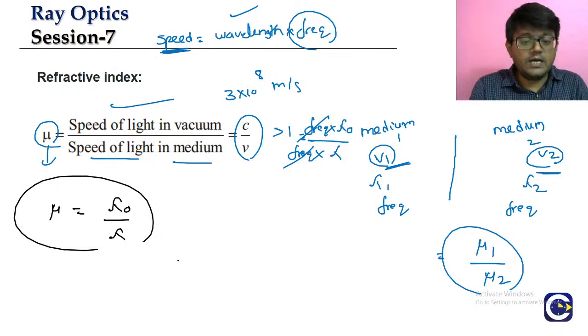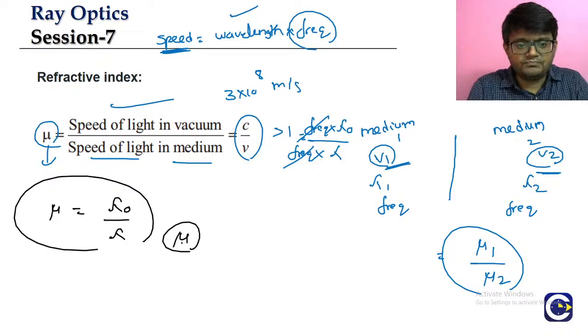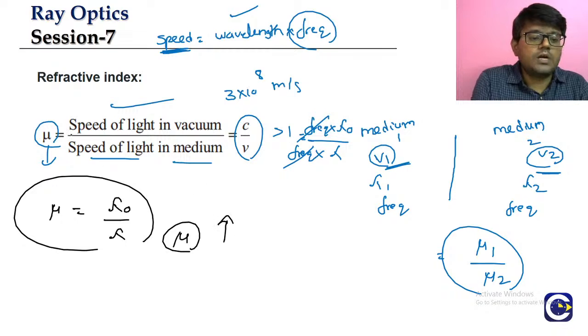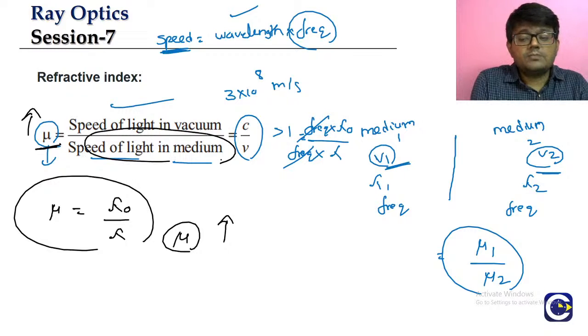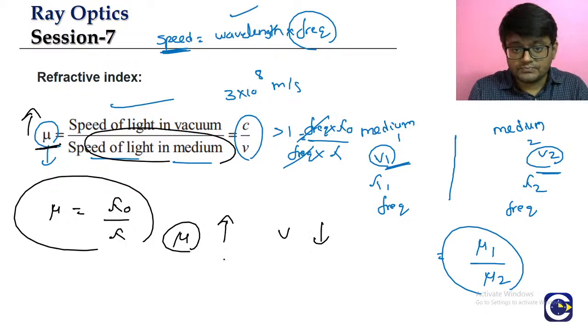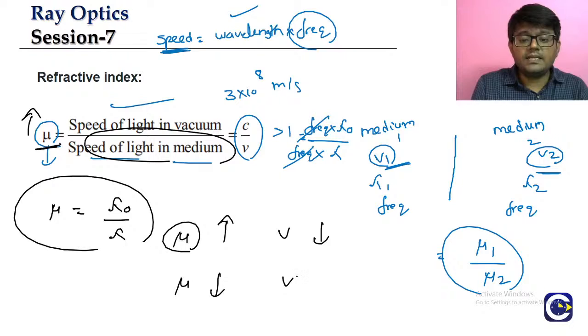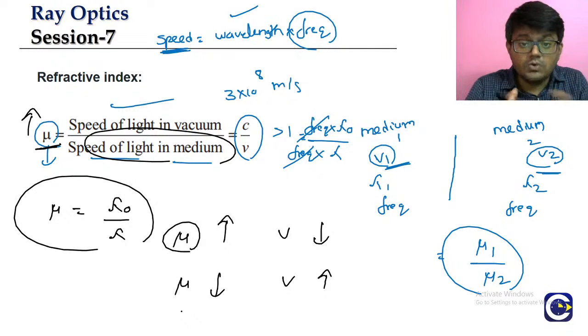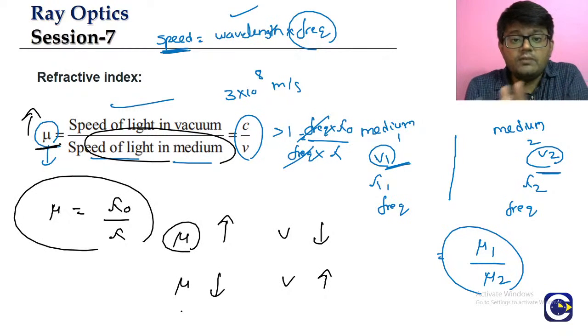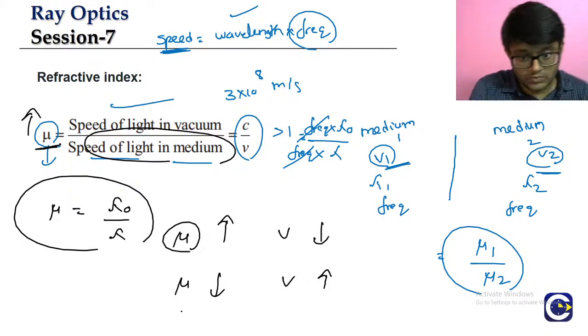Now if you look at this mu value, mu suggests how fast or how slow the light is going in that medium. If mu is higher, the denominator must be less, which means in that particular medium the speed will be less. Mu is lesser means in that medium the speed will be more. So depending upon the refractive index, we will be able to know in which medium the light will be going faster, and in which medium the light will be going slow.